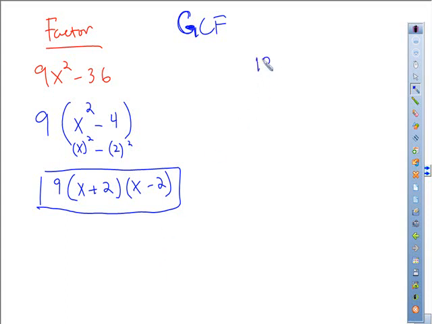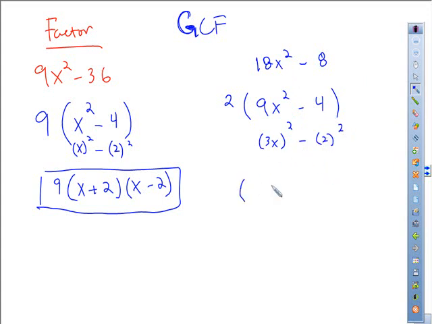Let's say we have 18x squared minus 8. Alright, look for a GCF. Well, it looks like we can take out 2. That will leave us with 9x squared minus 4. Okay? Then you have to check to see if this is a difference of squares. There are two terms. It's a minus sign. Are these perfect squares? Well, looks like 3x squared will give us 9x squared. And it looks like 2 squared will give us 4.